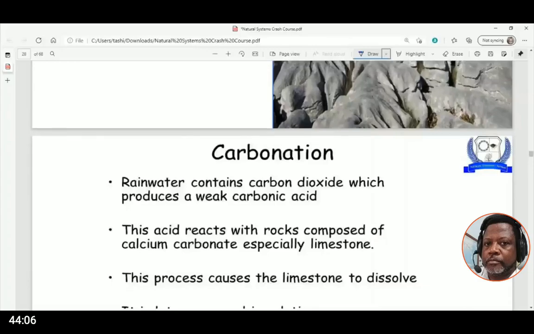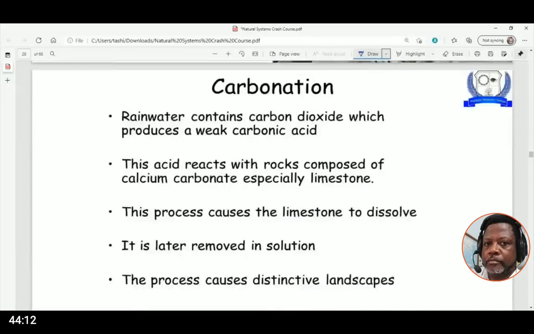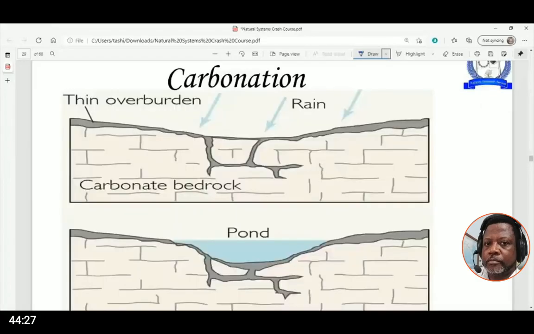So this process causes the limestone to dissolve, and it is later removed in solution. So it's dissolved into the water and then it is washed away, right? And this produces distinctive landscapes. What are these limestone landscapes called? Karst landscapes or karst scenery.